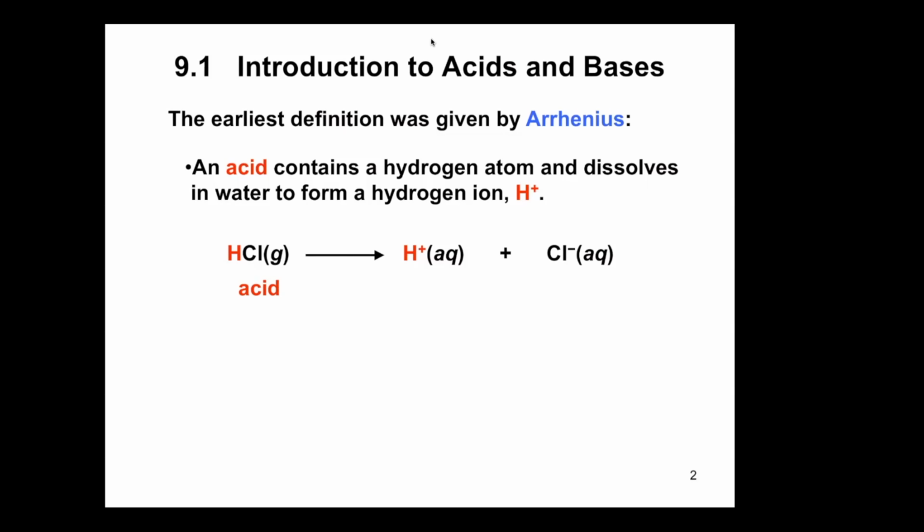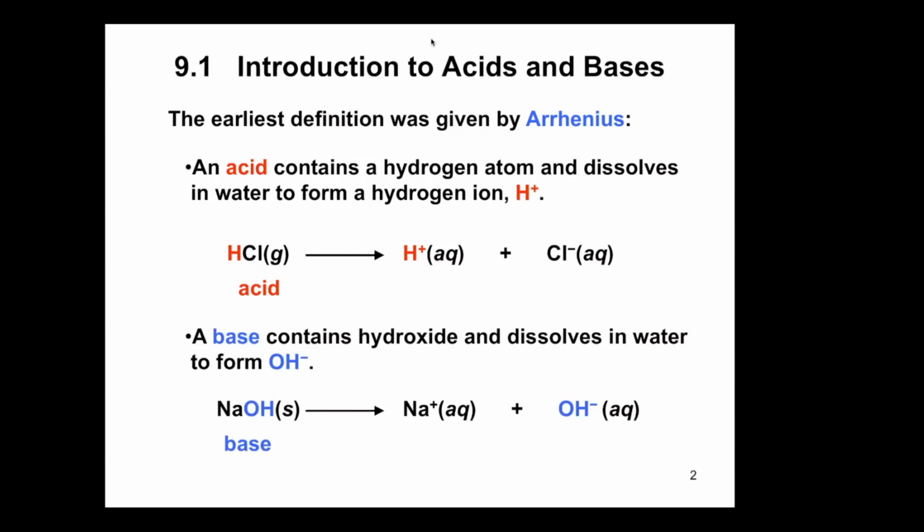So for the Arrhenius acid definition, lahat ng merong H sa chemical formula is considered an acid. Okay, and then when we talk about the base, for Arrhenius base definition, those compounds containing OH in the chemical formula will be considered as bases. Okay, so kung wala kang OH sa chemical formula, hindi ka considered as a base. That's the Arrhenius acid-base definition.